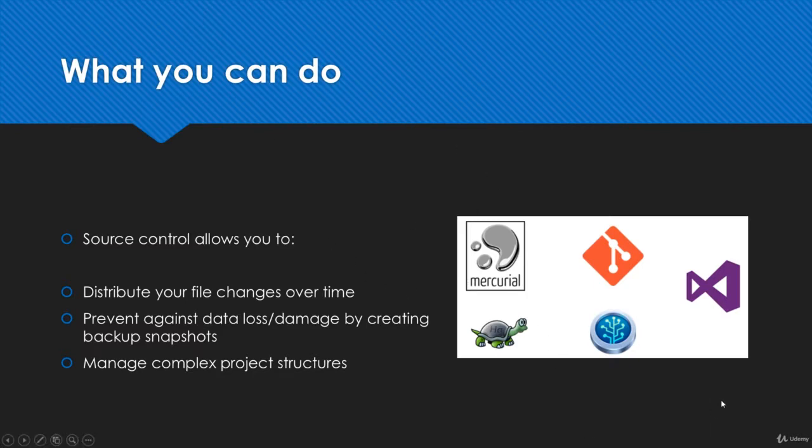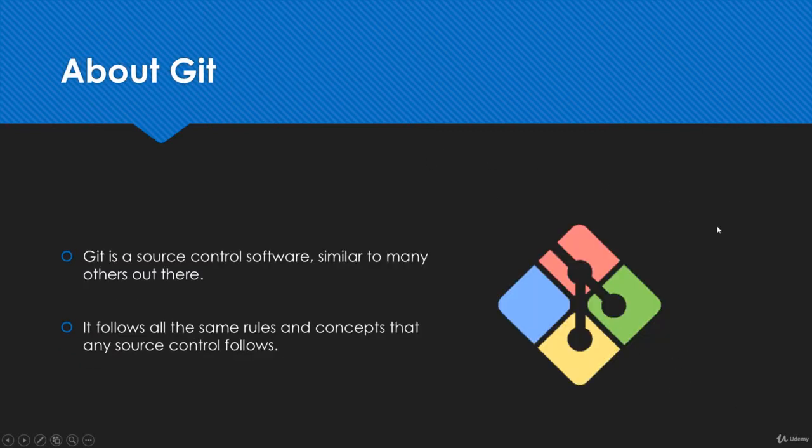But why don't we actually talk about Git here? You can actually see the logo right there. So Git, now that I've explained source control, I don't really need to explain Git, because Git is just source control software. It was created by the same person who created Linux, and it was actually created to manage Linux. So it's just a regular old source control software, and it's similar to others.